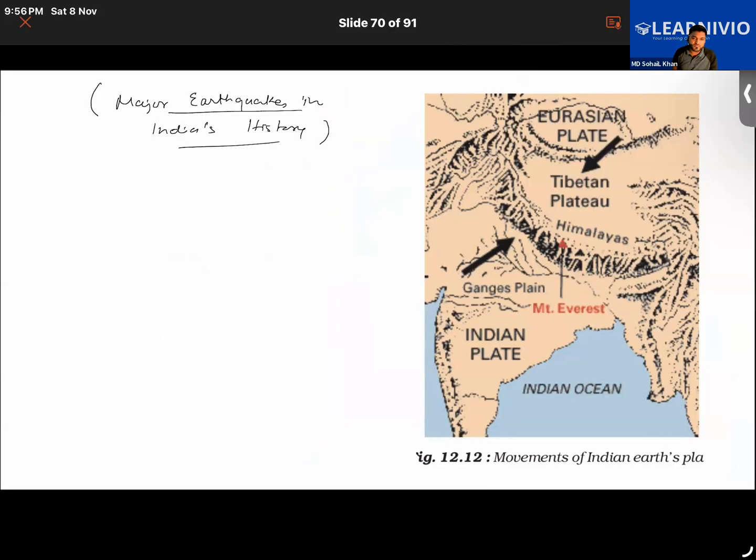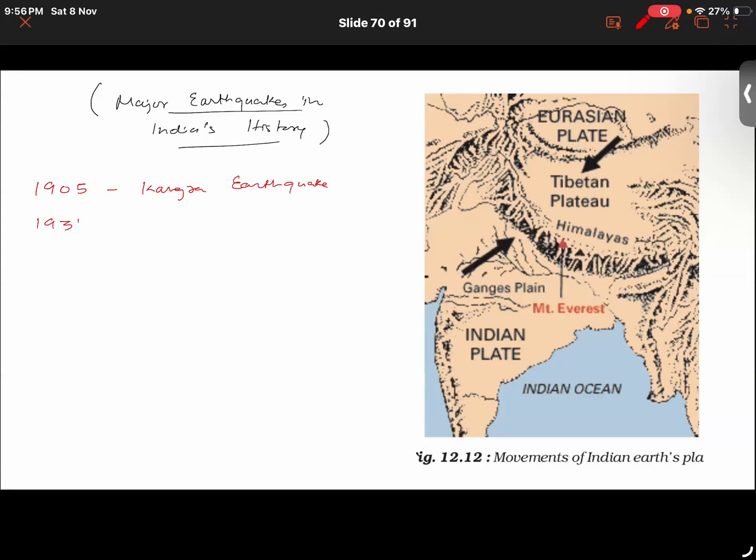Yes, sir. Okay. See, India has had many earthquakes in its recent history of like 100 to 200 years. First, one major earthquake was of 1905, the Kangra earthquake. Then later, there was another earthquake of 1934. That was the Bihar-Nepal earthquake. It was on the border of Bihar and Nepal. Then the very famous one, the earthquake of 2001, that is called the Bhuj earthquake. It occurred in the region of Gujarat actually.